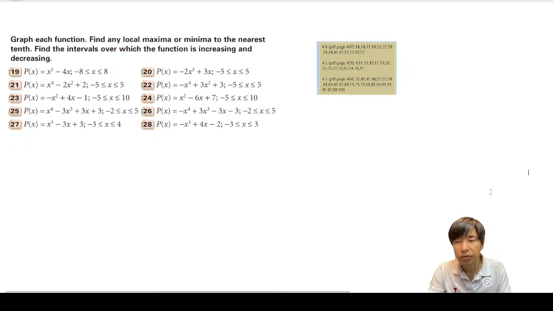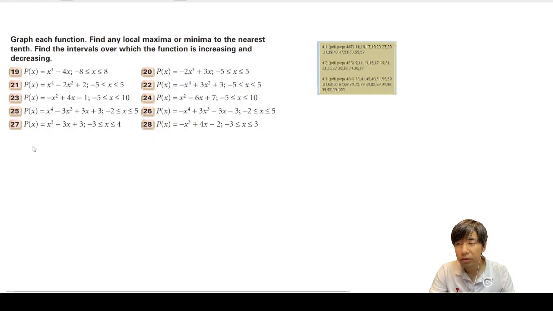Okay, next one says, graph each function. Find any local maxima or minima to the nearest tenth. Find the intervals over which the function is increasing and decreasing. For number 19, you can factor this one as before.